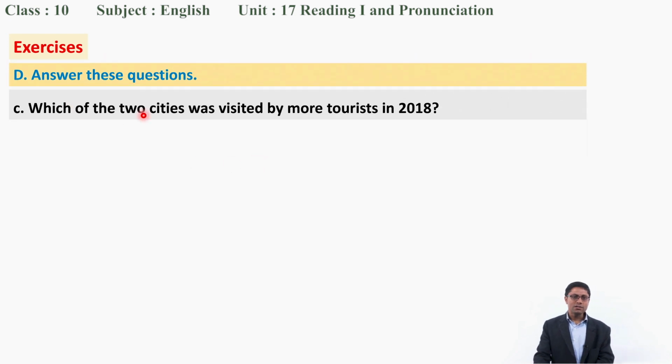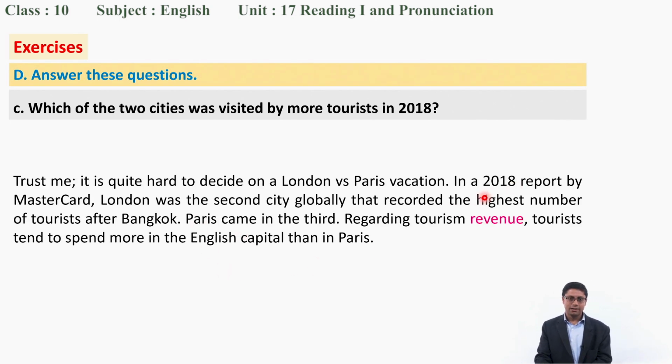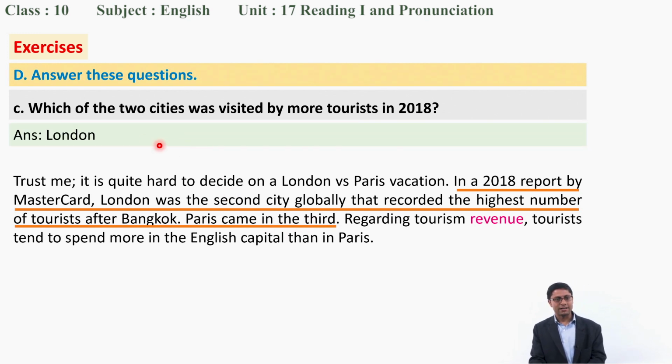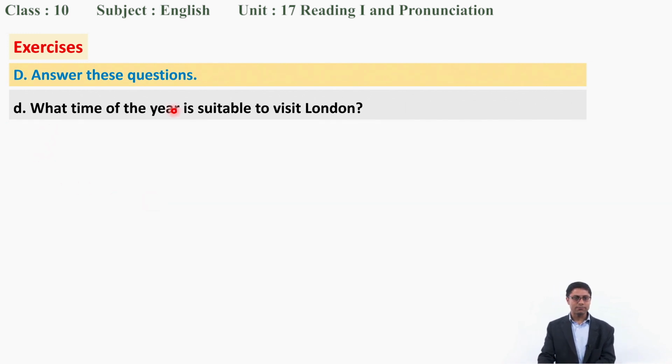Now see. Which of the 2 cities was visited by more tourists in 2018? We discussed earlier too. Before you say the right answer, let's see here. What does it say? In a 2018 report by MasterCard, London was the 2nd city globally that recorded the highest number of tourists, and Paris came to the 3rd. This highlighted part gives you the idea. That's why the answer is London. Very good. Now D. What time of the year is suitable to visit London? Can you say?